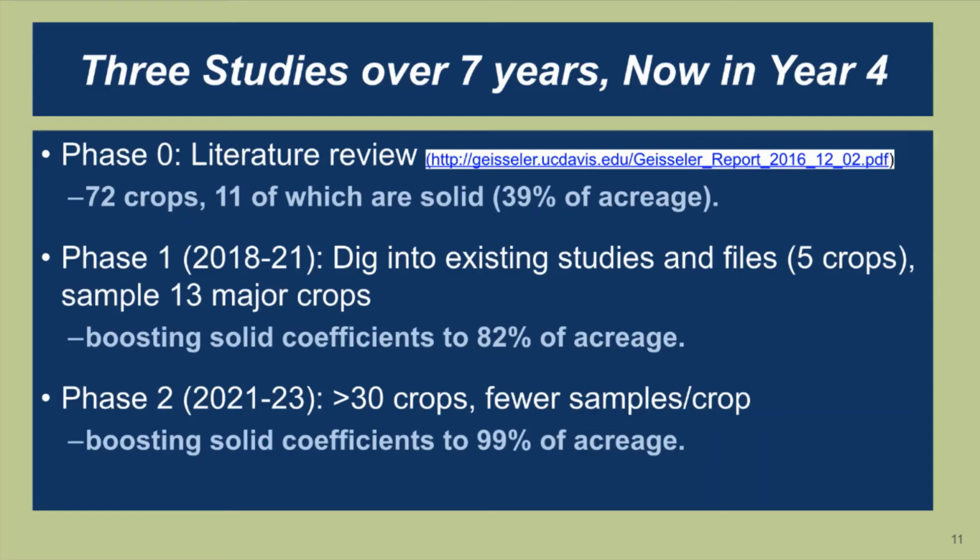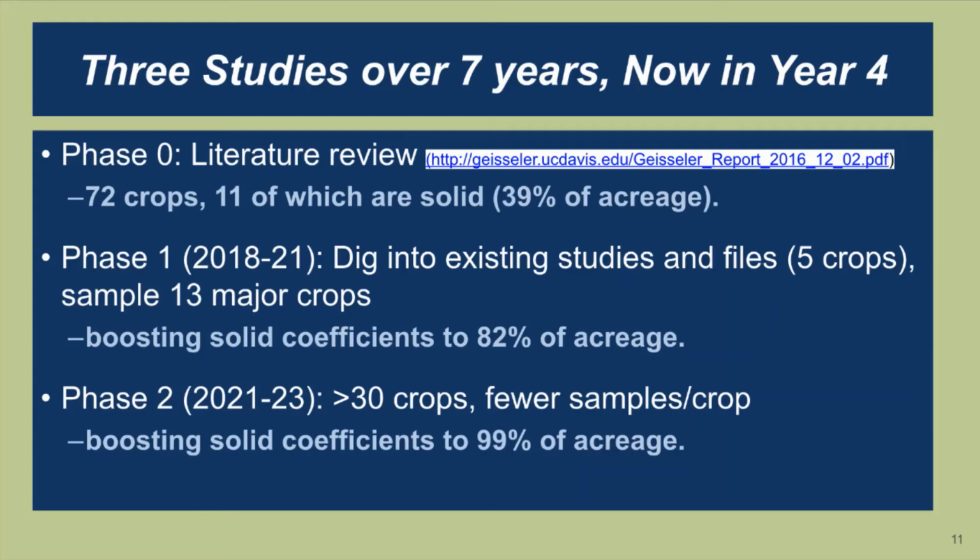So we've done 3 studies over about 7 years. We're now in year 4. What I call phase 0 is a literature review by Dr. Geisler that is available online, and also in that N removed tool that I provided the URL for previously. Covers about 72 crops if you count wheat, straw, stuff like that.